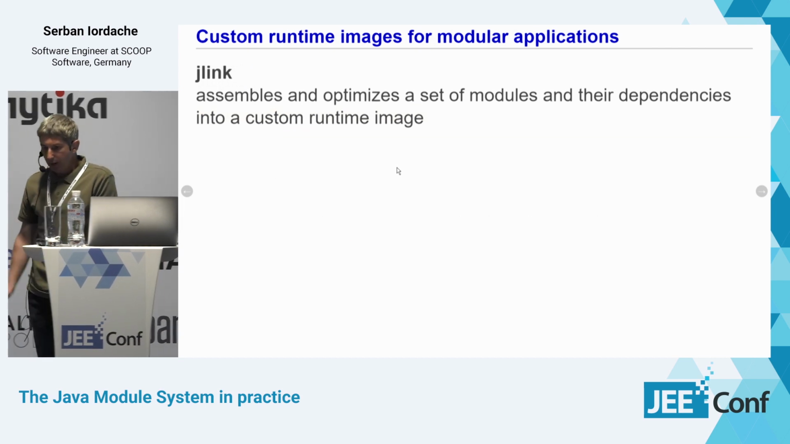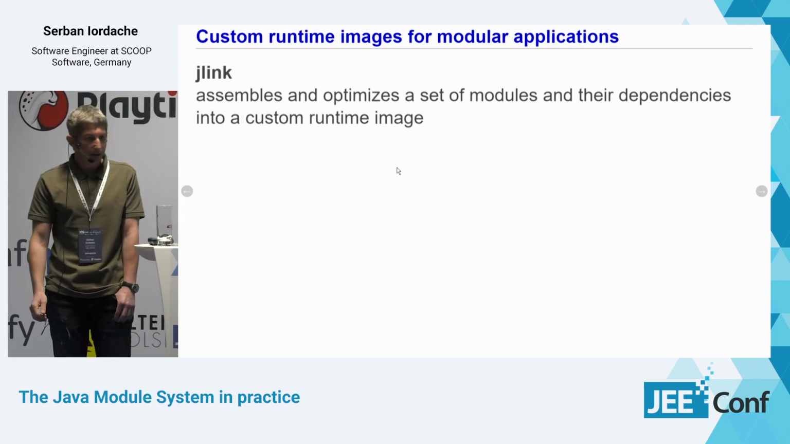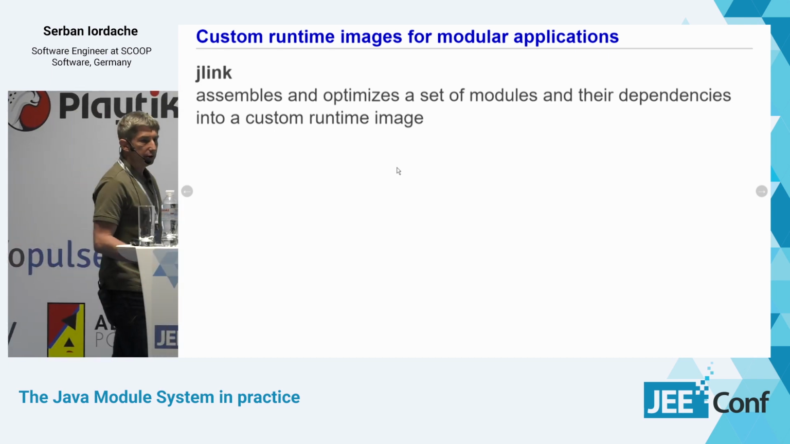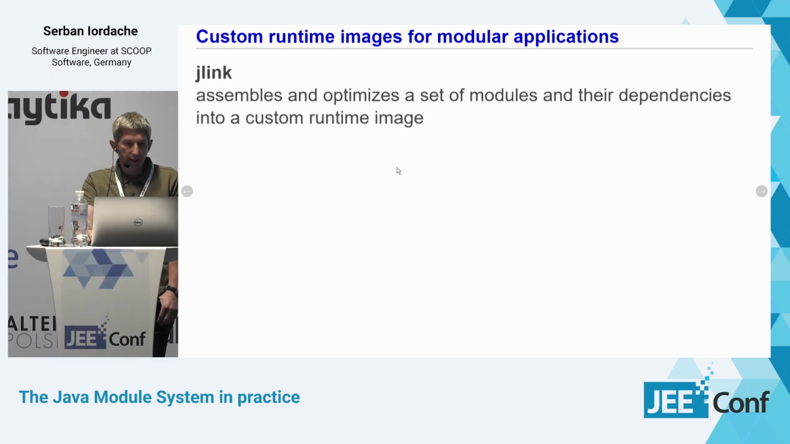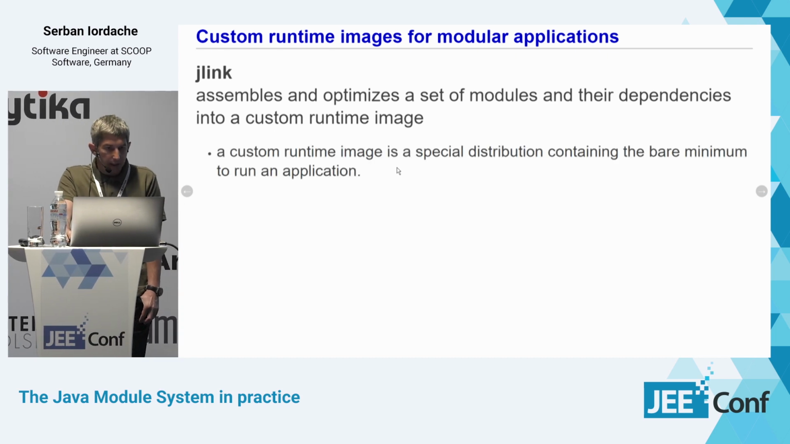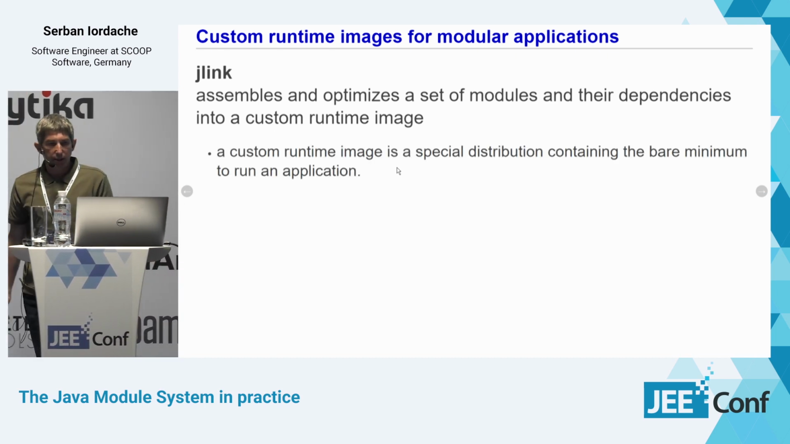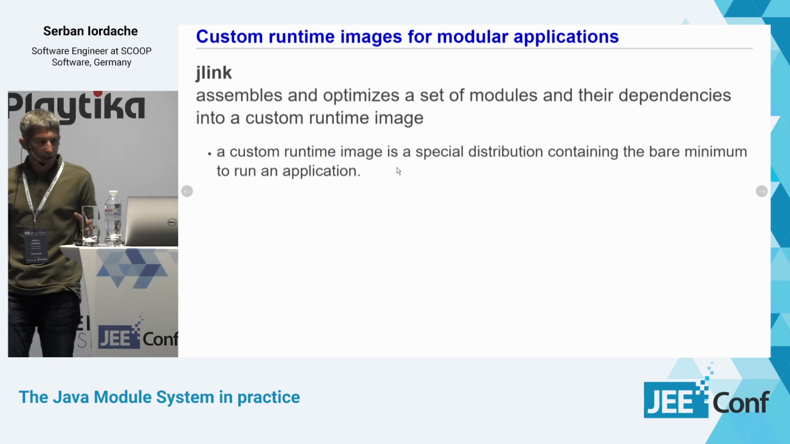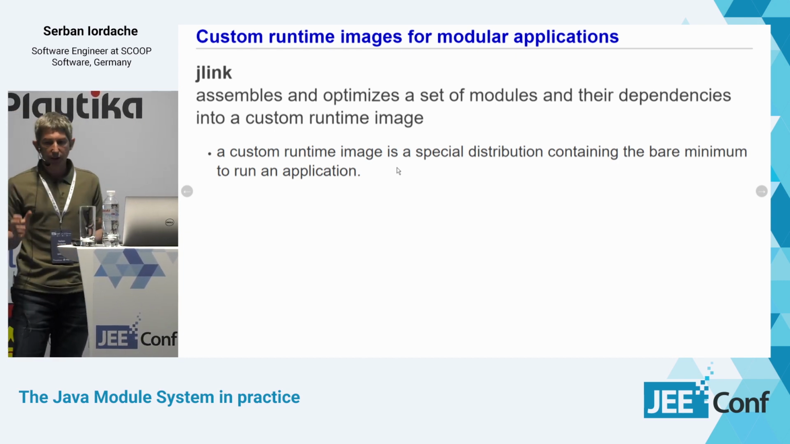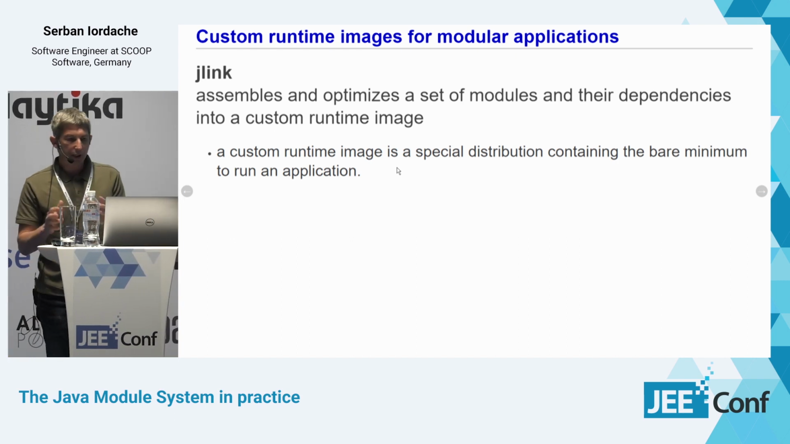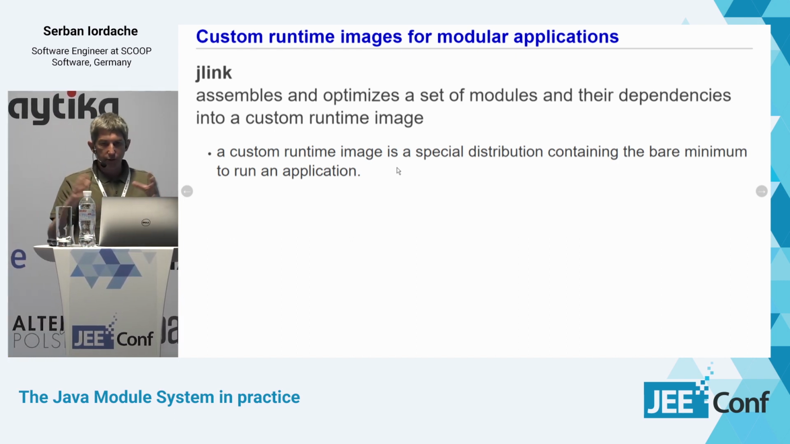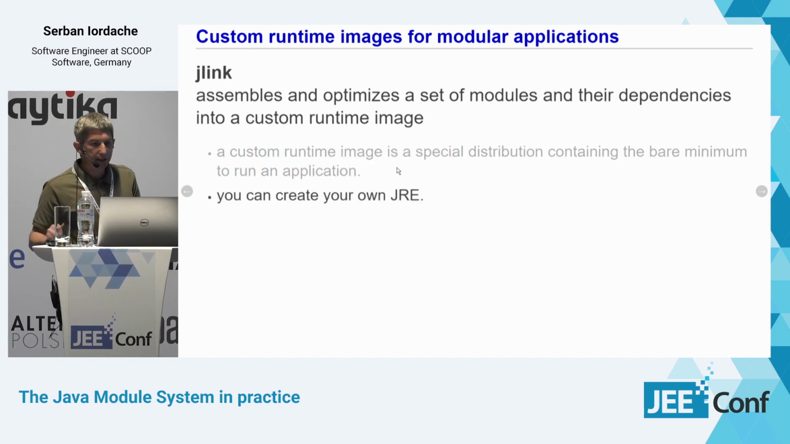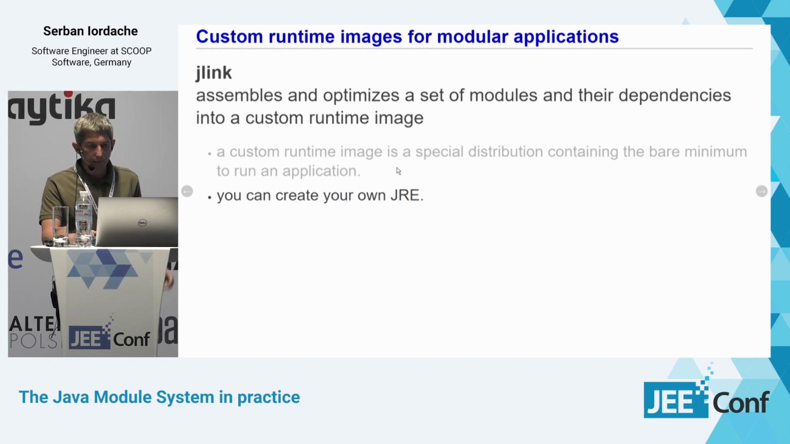Now, another thing we may want to do is to create a custom runtime image for our modular application. And we can do this with the jlink tool. A custom runtime image is a distribution that contains only the modules required by your application. So it's smaller than in the case you have all JDK modules there. And you can also create your own JRE, so a JRE with only the modules you want.